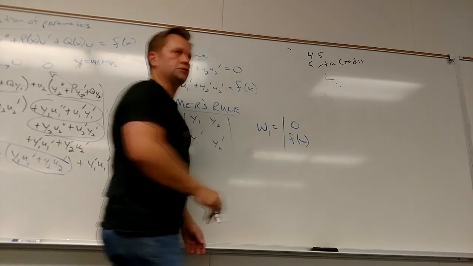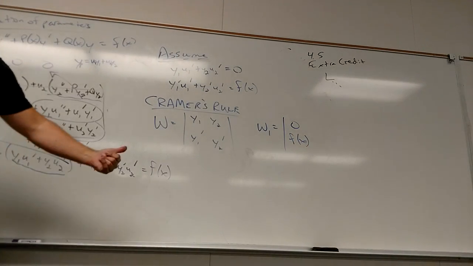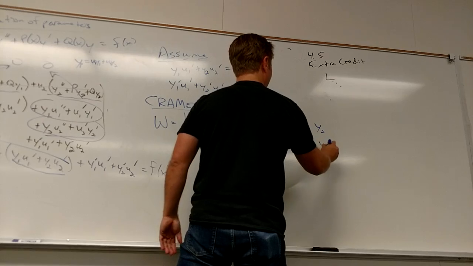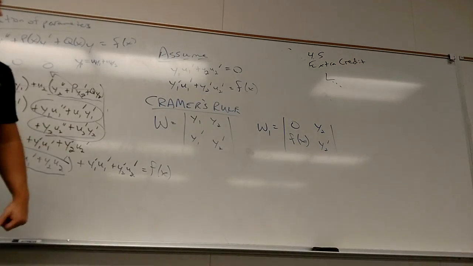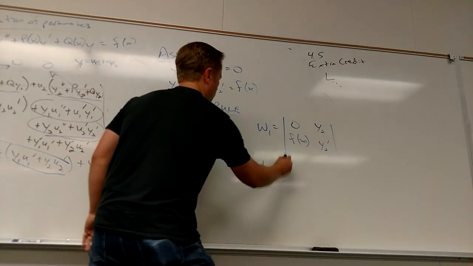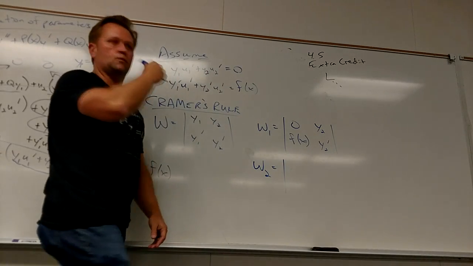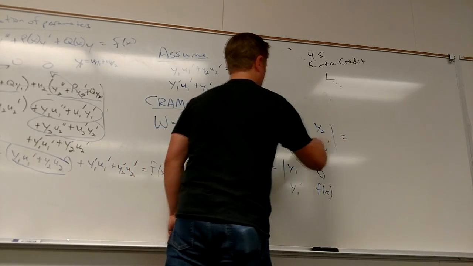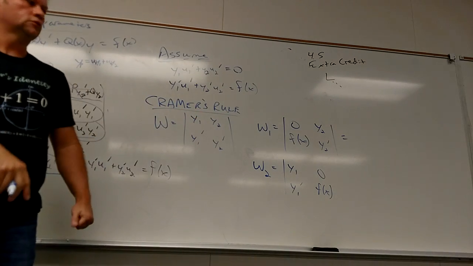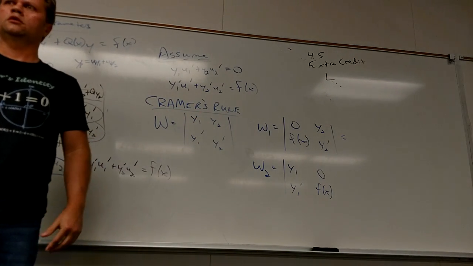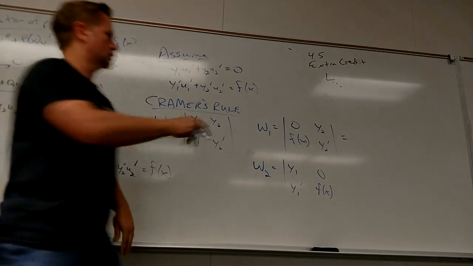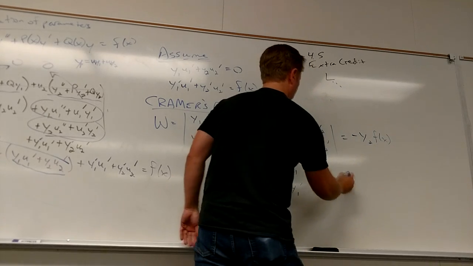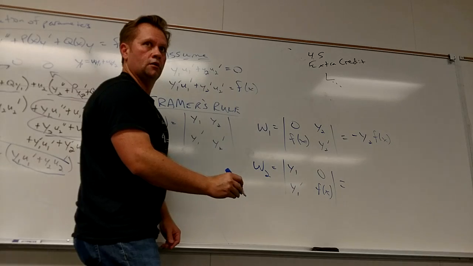Now please understand, we are still talking about deriving the process. This is still not the process yet, okay? W2 will then be, amazingly enough, this one too. So what does this Wronskian equal? You just do the determinant, right? So it'll be 0 minus, so it's minus y2 f of x, right? And this one will be y1 f of x.